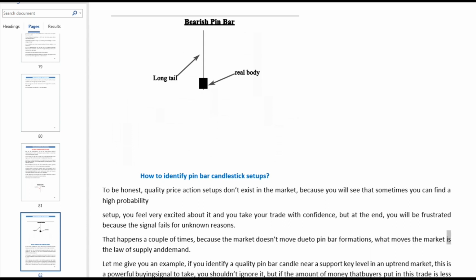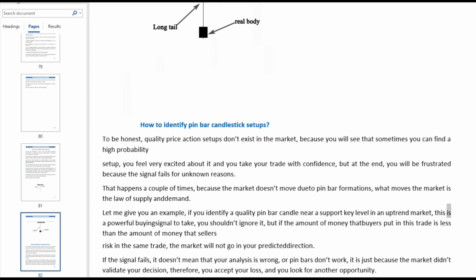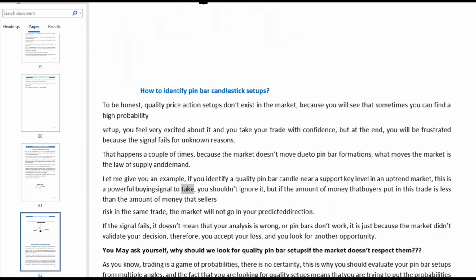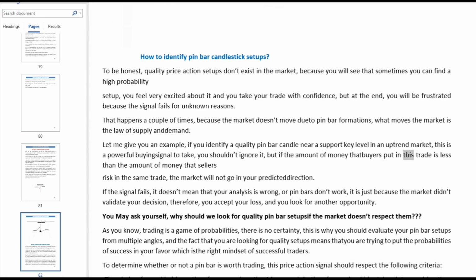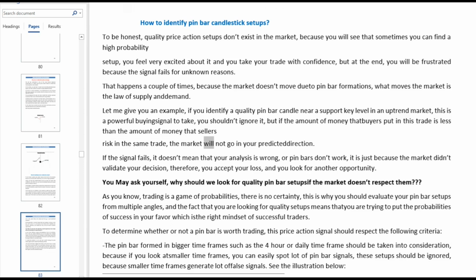What moves the market is the law of supply and demand. Let me give you an example. If you identify a quality pin bar candle near a key support level in an uptrend market, this is a powerful buying signal to take. You shouldn't ignore it, but if the amount of money that buyers put in this trade is less than the amount of money that sellers risk in the same trade, the market will not go in your predicted direction.